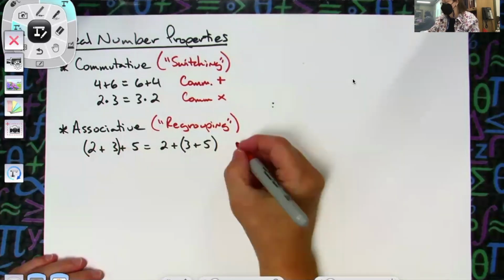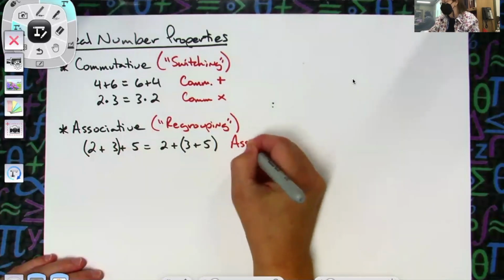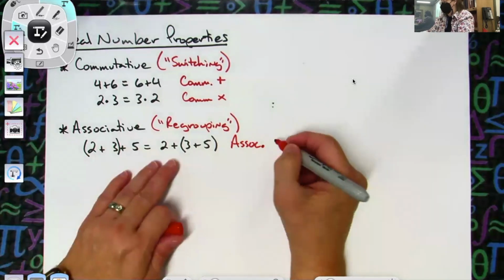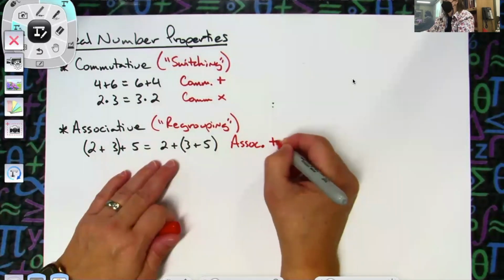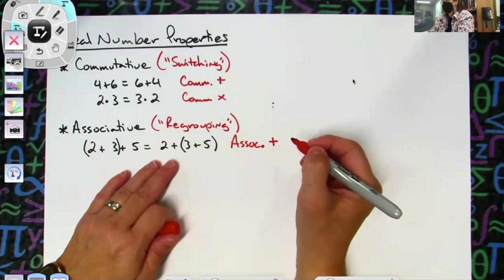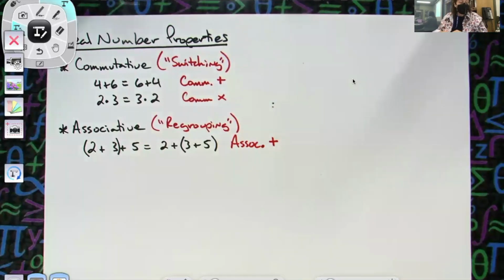Now this is the associative property. So again, I'm going to let you abbreviate that, ASSOC. It's the associative property of addition. So you've got to tell me whether it's addition or multiplication. Okay, now you do need to be careful.